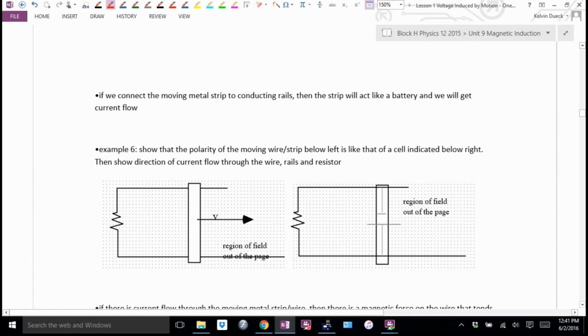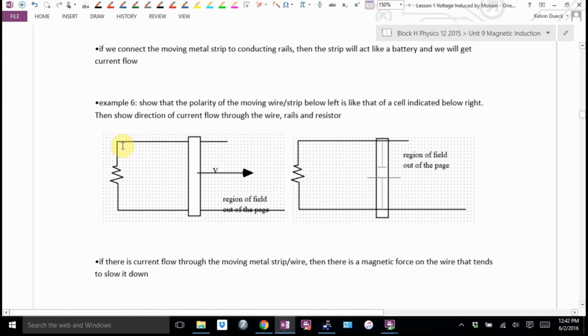So Faraday thought for a while. He said, yeah, I'm generating a voltage. There has to be a way that I can turn this into a battery. Well, a rudimentary start: instead of sliding the wire through a magnetic field, what if we have the wire sitting on metal railings so that we're sliding it along the railings? That means the current can be conducted through in a loop. So if we connect the moving metal strip to conducting rails, then the strip will act like a battery and we'll get current flow.